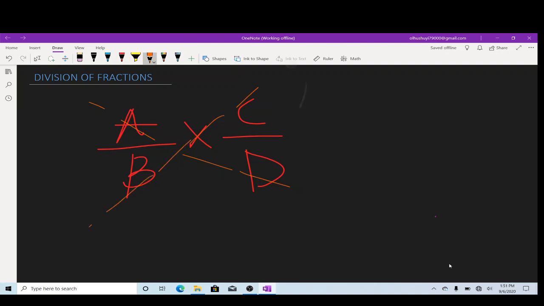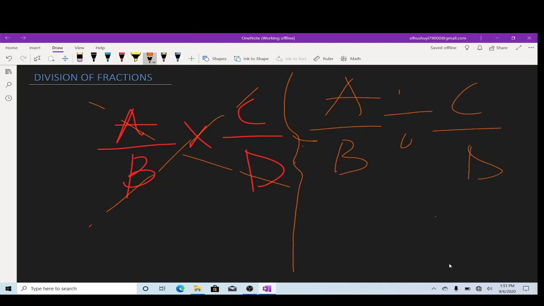The same thing is applicable to division of fractions. If you have a upon b divided by c upon d, what do you have? You also go diagonally, but the only difference here is the division will have to change to multiplication. So as soon as it changes, let's see what happens.